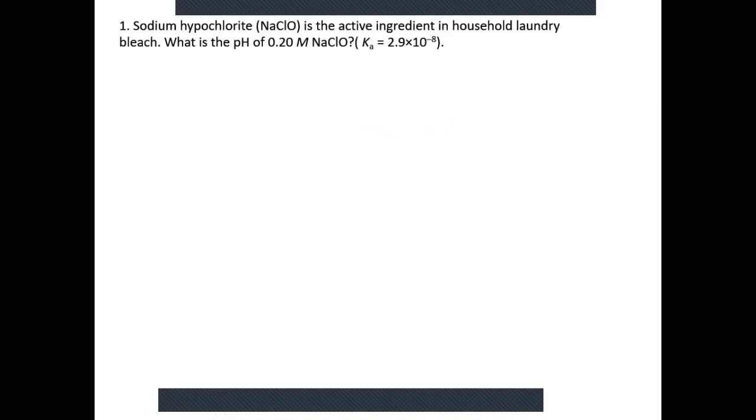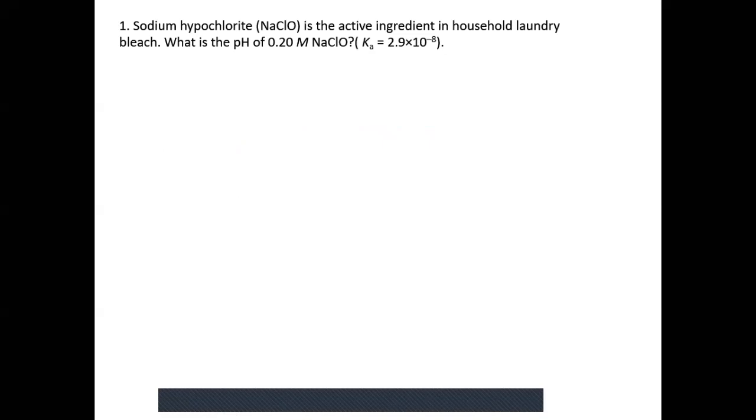Now here's one involving an anion of a weak acid. So we have sodium hypochlorite, an active ingredient in bleach. What is the pH of a 0.2 molar solution of sodium hypochlorite? It gives us the Ka of the weak acid of the anion. So again, sodium hypochlorite, the sodium, it doesn't have to be sodium. It can be potassium, lithium, it doesn't matter. You're just going to disregard the metal. You're only interested in the anion.